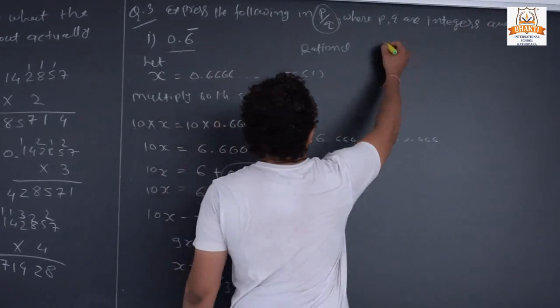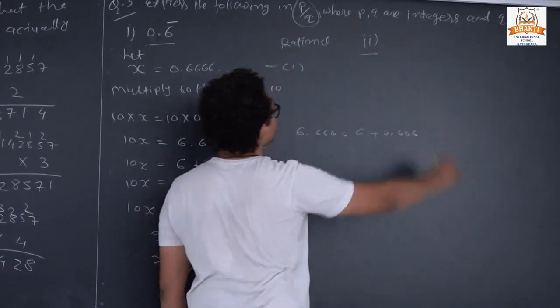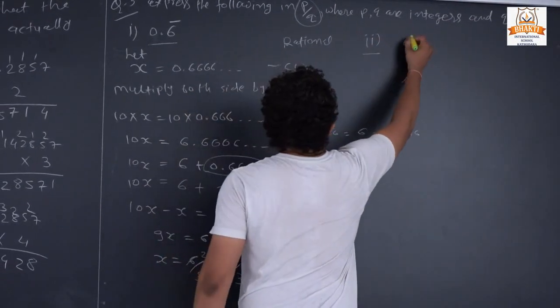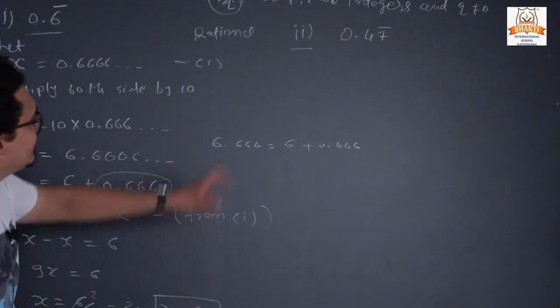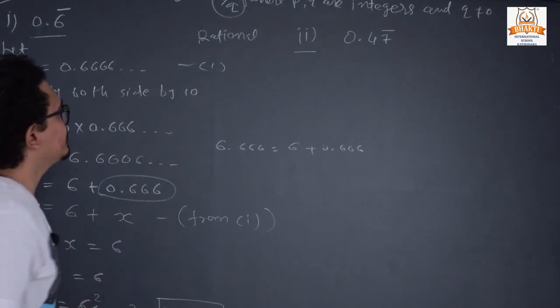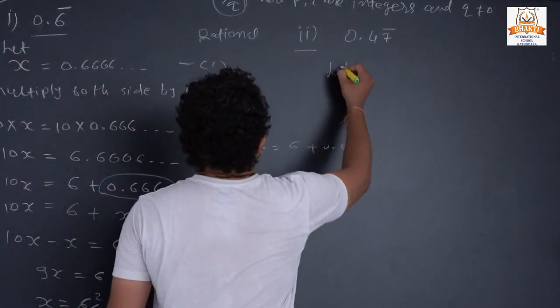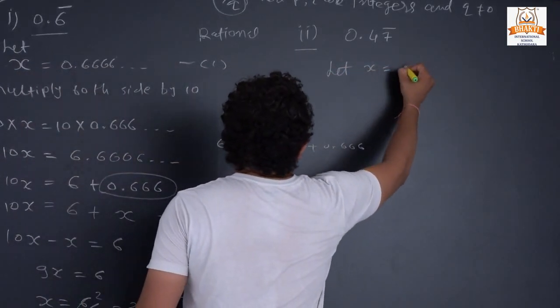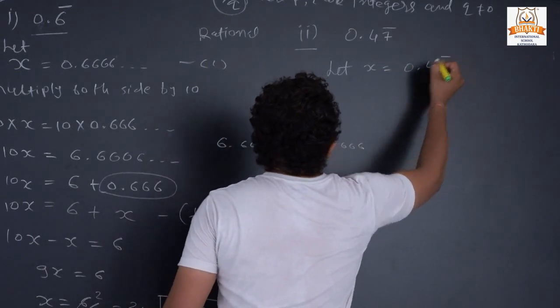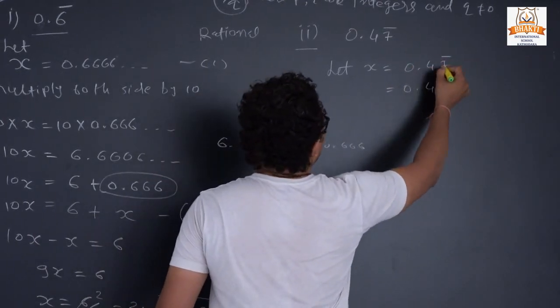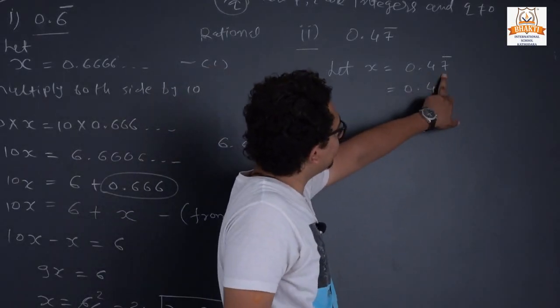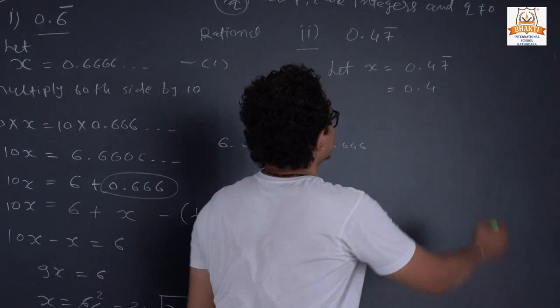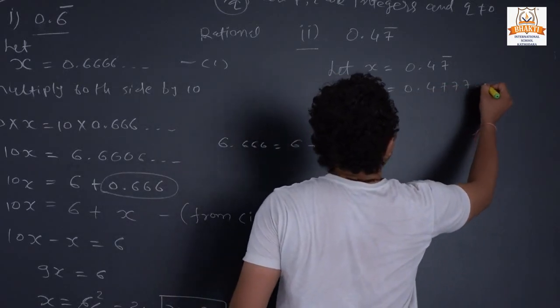Here we can also see question number 2. They are asking 0.47 bar. For that we have the same procedure. First of all, we write: let x is equal to 0.47 bar. So here the bar is only over the 7. It means the 7 is the repeating digit.